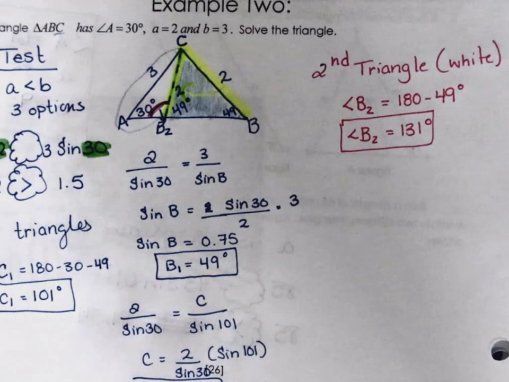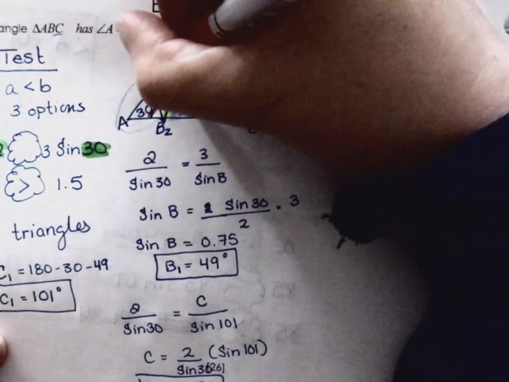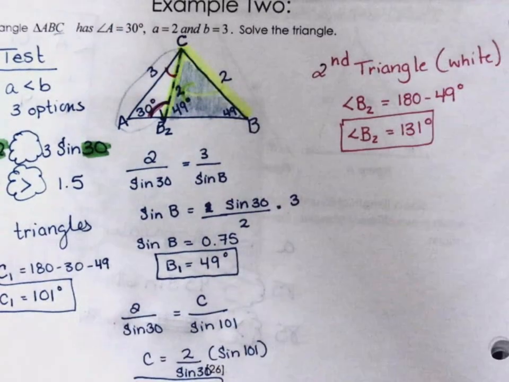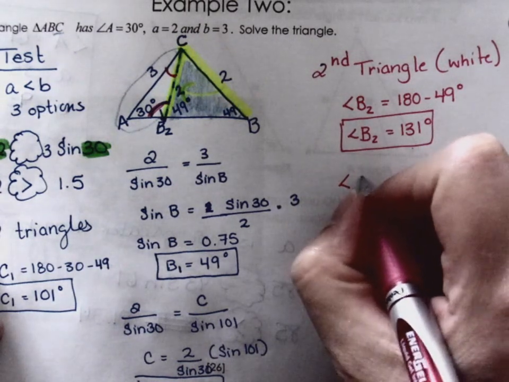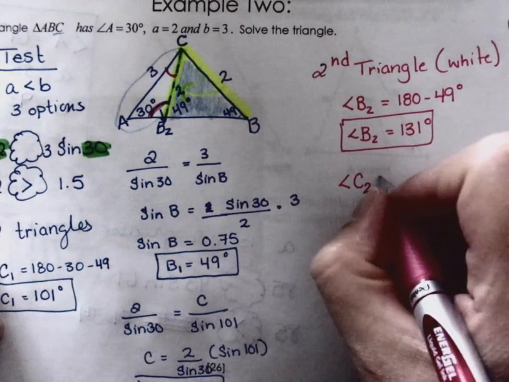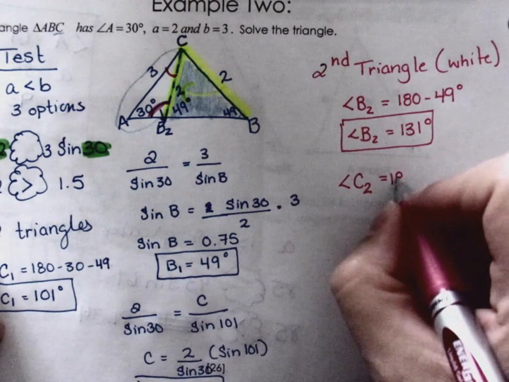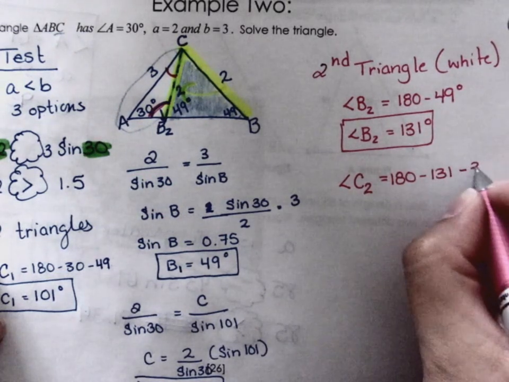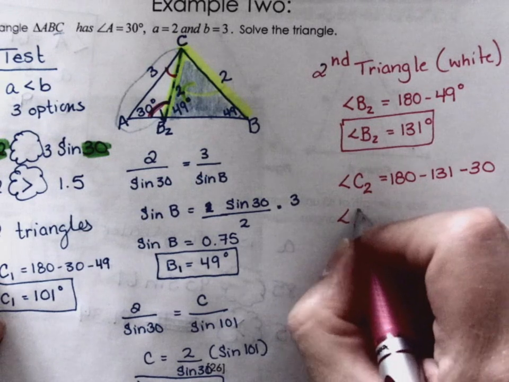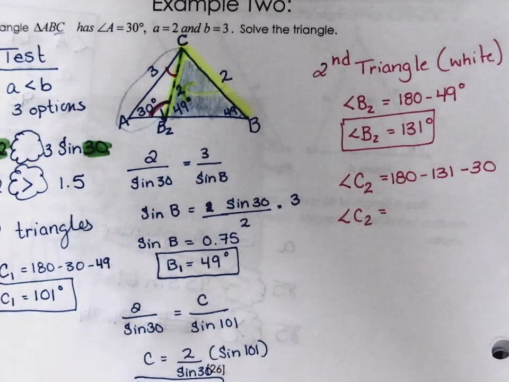Okay, so now what can you find really easily? Angle C. So angle C2 is just that little top part. So angle C2 is going to be 180 minus 131 minus 30. What you get? Hopefully you got 19.